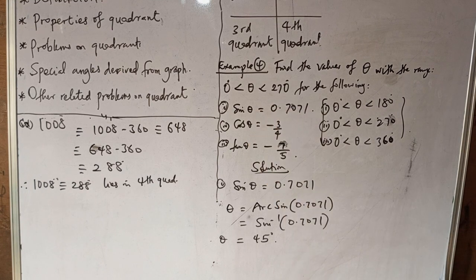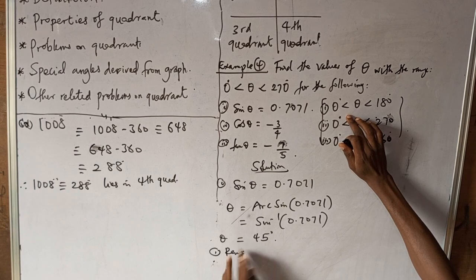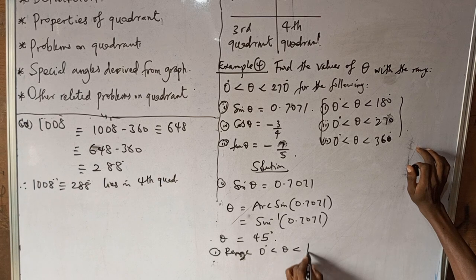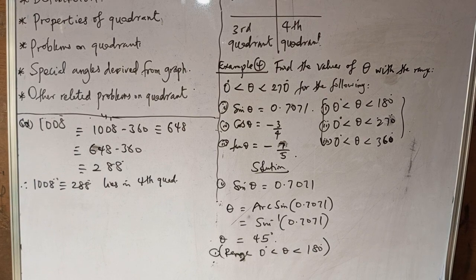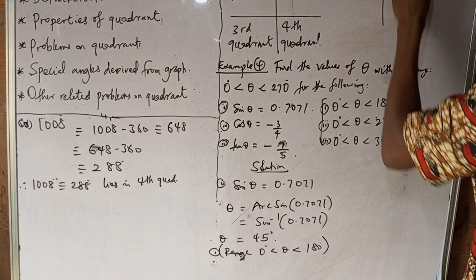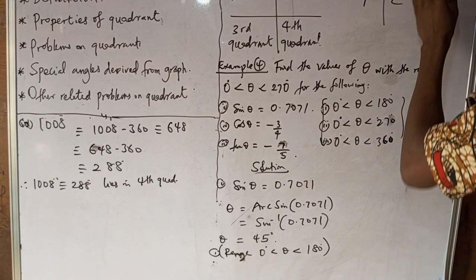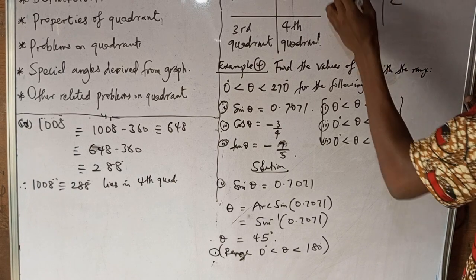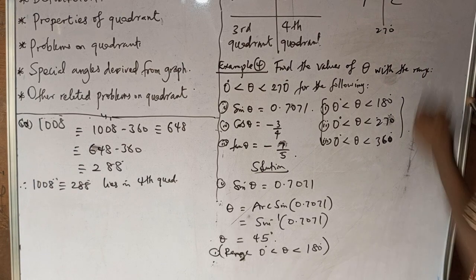Now we have to find what the range is. Starting with the first one, we are taking our theta range between 0 and 180 degrees. That's the first scenario we are looking at. Now if you go back to your quadrants, because that's what we're referring to all the time, ASTC: 0 degrees, 90, 180, 270, and 360 degrees.